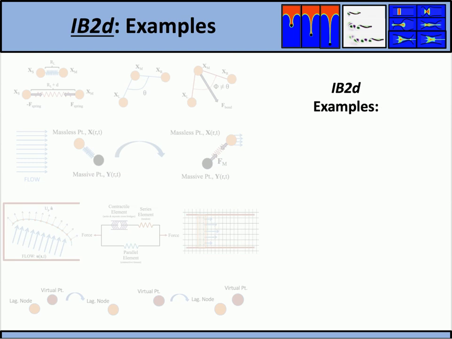Next, we'll introduce you to some of these examples so you can see how these fiber models are used and implemented in IB2d.